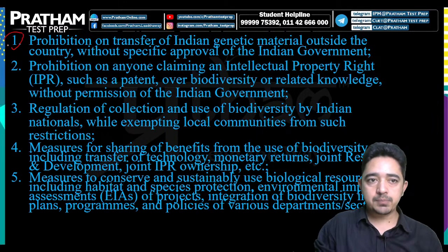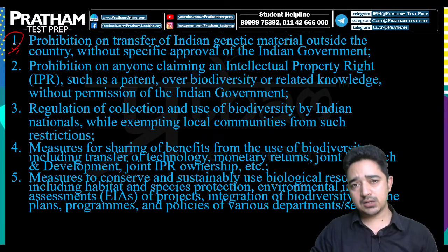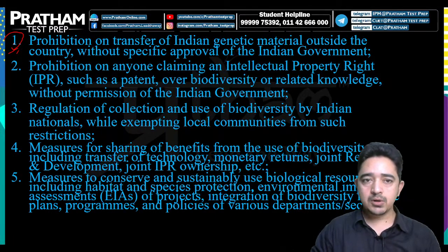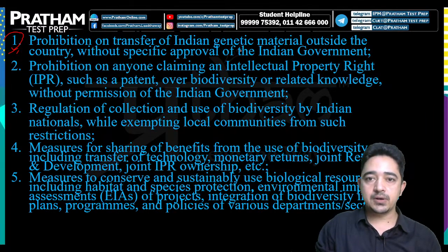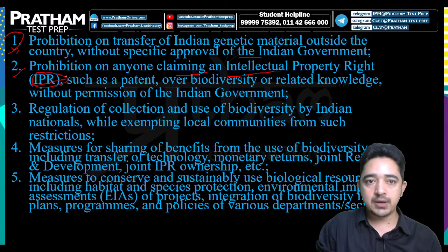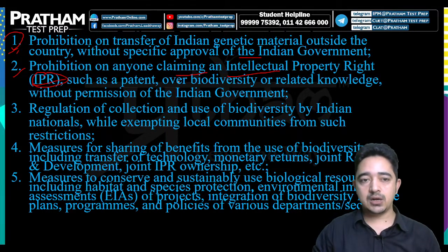And क्या क्या मेन इसमें चीज़ें डिसाइड की गई थी? What were the things that it was decided? First thing, prohibition on transfer of Indian genetic material outside the country without a specific approval of the Indian government. Second one, prohibition on anyone claiming an intellectual property right, known as IPR, such as a patent over biodiversity or related knowledge without permission of the Indian government.